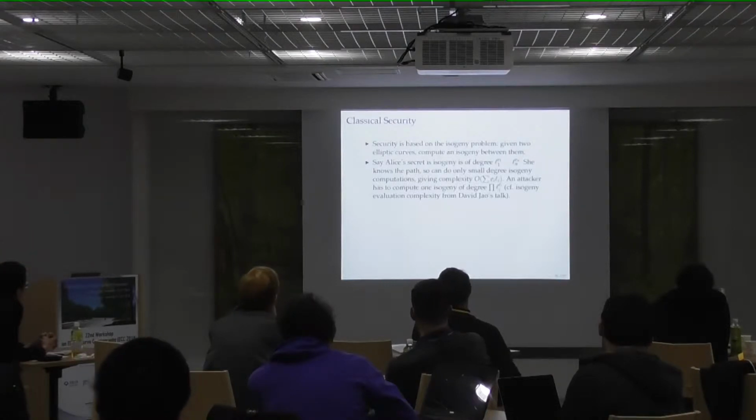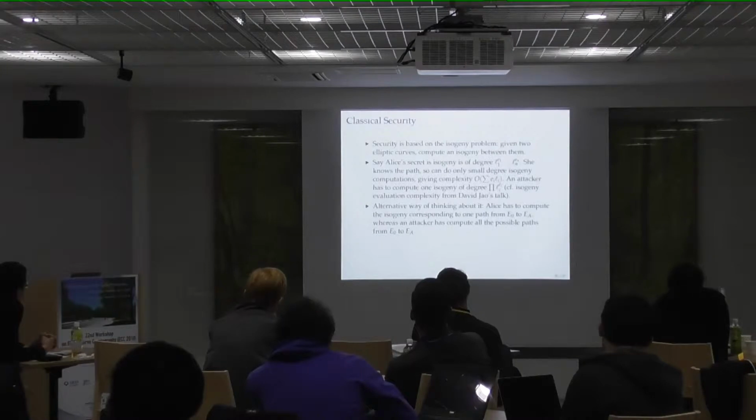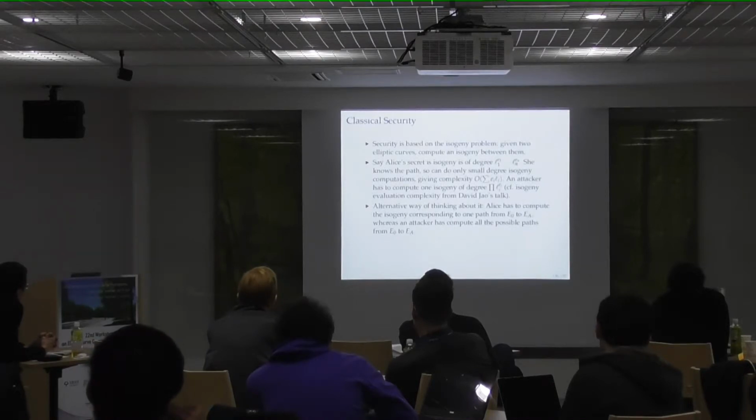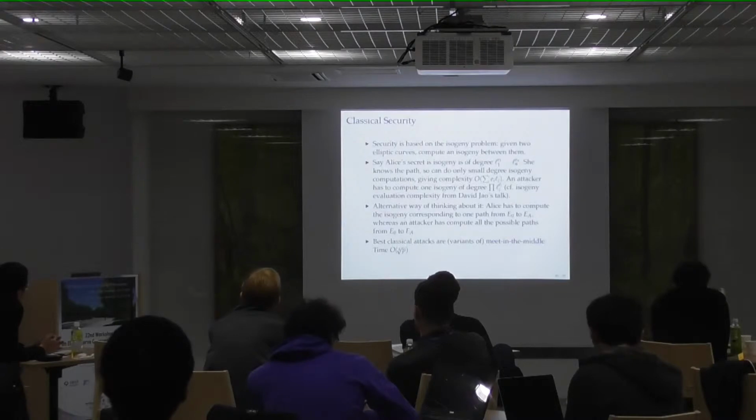Another way of thinking about this that's maybe more intuitive: in the graph, in this sort of tire thing, the composition of cycles, Alice has to compute one path, and the attacker has to compute naively every path between two points, and that's obviously a lot more. Okay, so that's the classical security. The best attacks turn out to be something a bit cleverer, but it's meet in the middle, which is not that much cleverer, with complexity O of the fourth root of p.